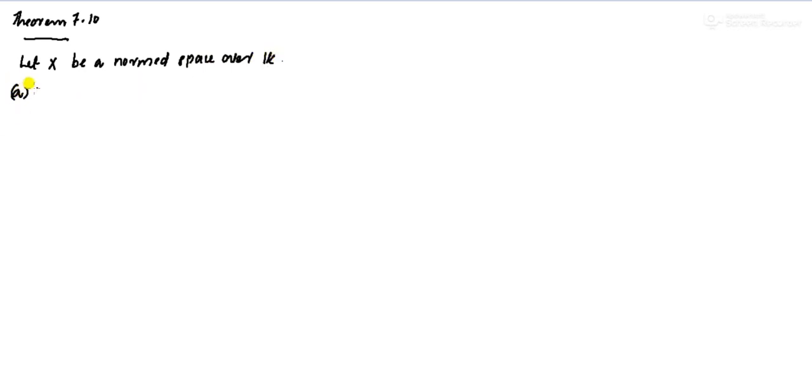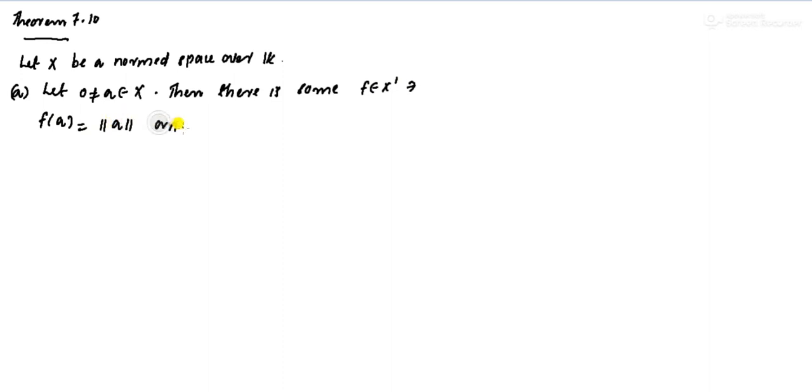Theorem 7.10. Let X be a normed space over K. Let 0 not equal to a belongs to X. Then there is some f in X* such that f of a equal to norm a and norm f equal to 1.